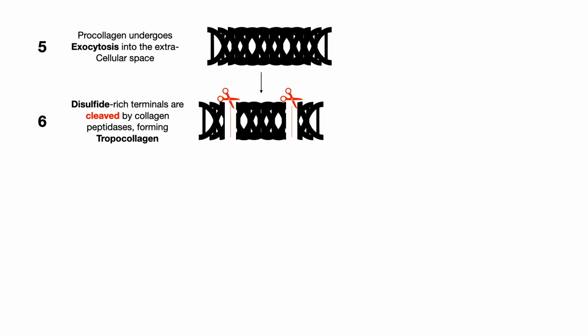So in step 5, procollagen undergoes exocytosis, so it moves out into the extracellular space. Really nothing important to know here other than we're just doing exocytosis. Then in step 6, disulfide-rich terminals on either side of the 3 helices are cleaved, and they're cleaved by something called collagen peptidases. When this happens, you form tropocollagen. So disulfide-rich terminals are cleaved, forming tropocollagen. So you cut off the ends, and you have that nice chunky middle part.